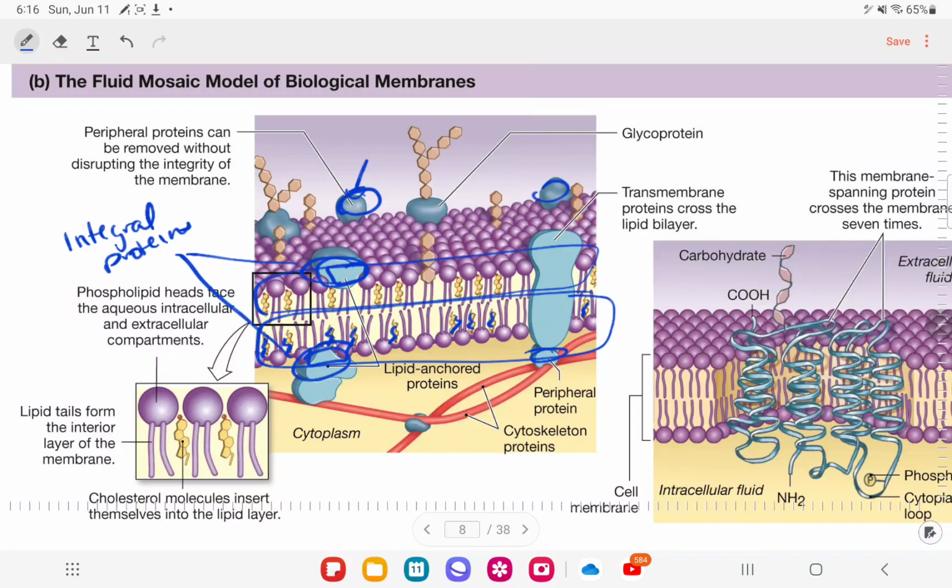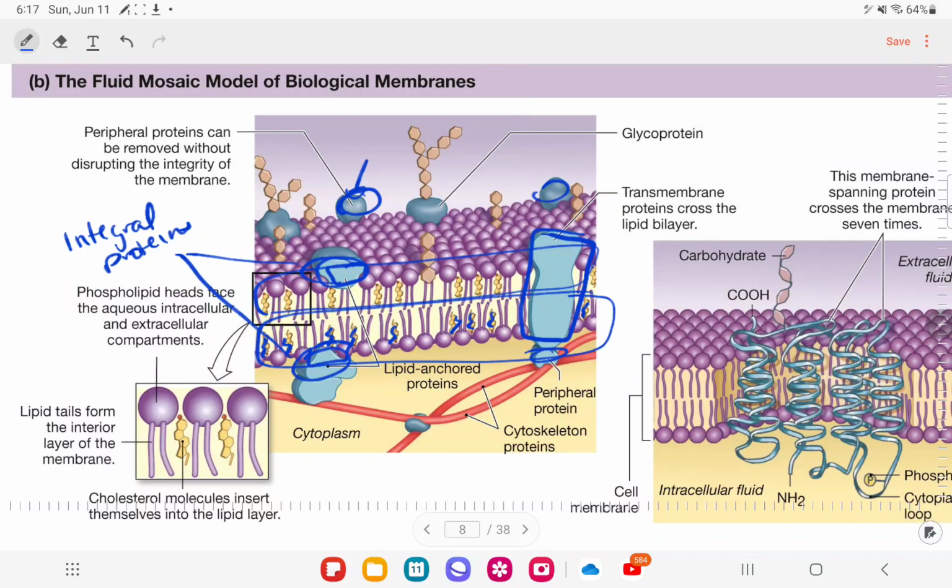If we wanted to study this protein's function and take it out of the membrane, we're going to have to disrupt that membrane integrity, as well as for this transmembrane protein. These transmembrane proteins span the length of the whole cell membrane. Again, we're going to have to disrupt the cell membrane to be able to study this.